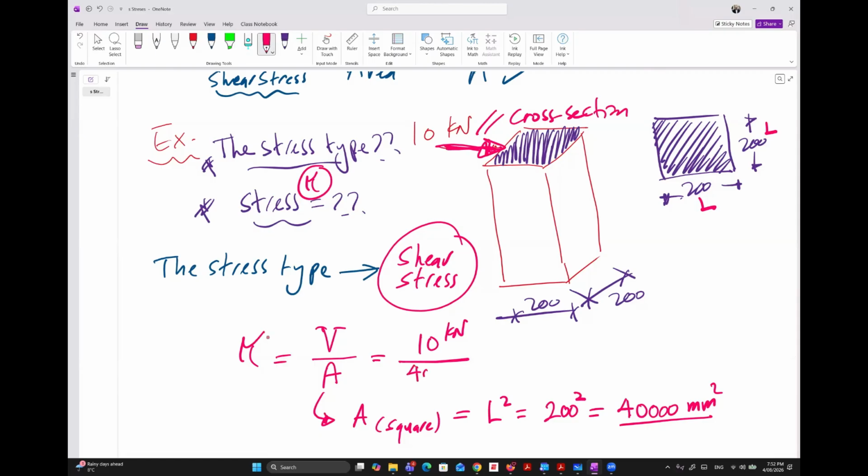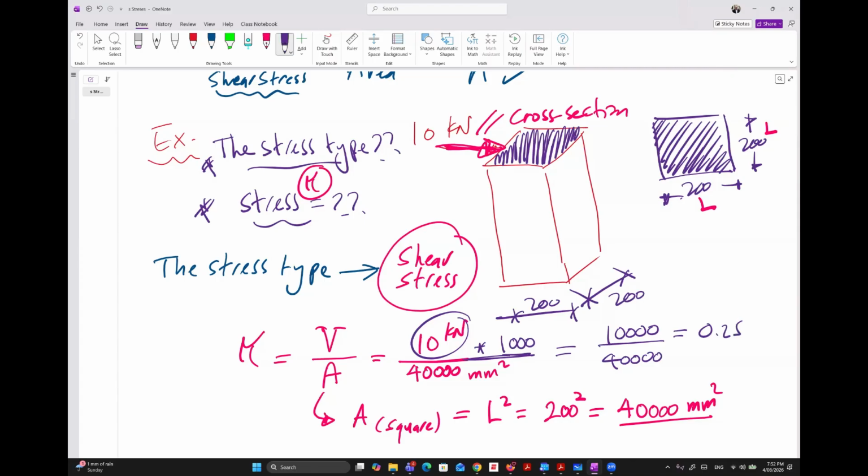Okay, so now we have 40,000 millimeter squared. So can we use the 10 kilonewton like that, or do we need to convert it to Newton? How do we convert to Newton? We multiply by 1,000, right? So this becomes 10,000 divided by 40,000. So it is 0.25.